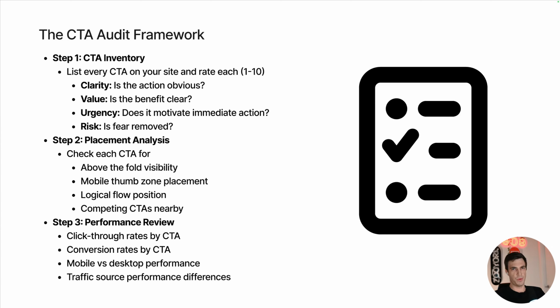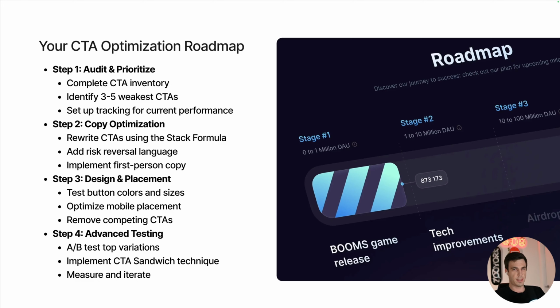And step 3 would be a performance review: click-through rates by call to action, conversion rates by call to action, mobile versus desktop performance, and traffic source performance differences. So based on these results, your call to action optimization roadmap is going to look like the following. Step 1, perform your audit: complete call to action inventory, identify your 3 to 5 weakest call to actions, set up tracking for current performance.